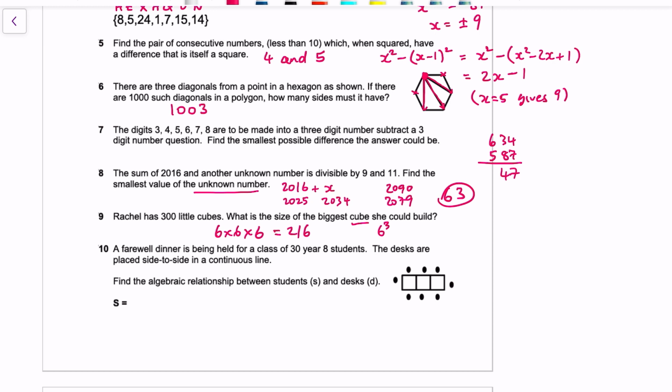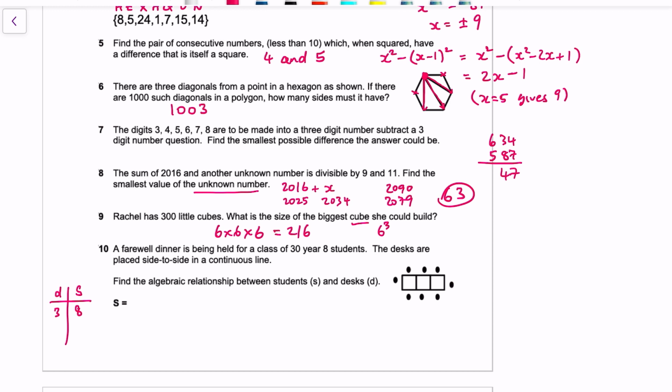A farewell dinner has been held for a class of 30 Year 8 students. The desks are placed side to side in a continuous line. Find the algebraic relationship between students and desks. So just make a quick little table of this. 3 desks equals 3, 6, 7, 8 students.